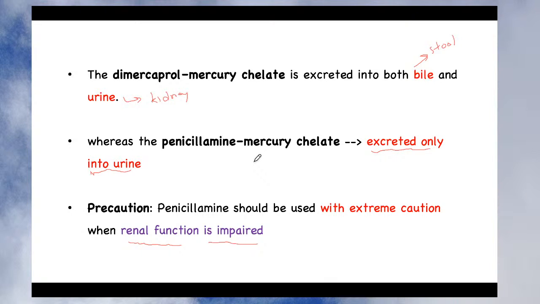But the problem is with the excretion of the penicillamine mercury chelate. It won't get excreted and it may produce further complications. So when you are giving penicillamine, you must take precautions. Penicillamine should be used with extreme caution when renal function is impaired.